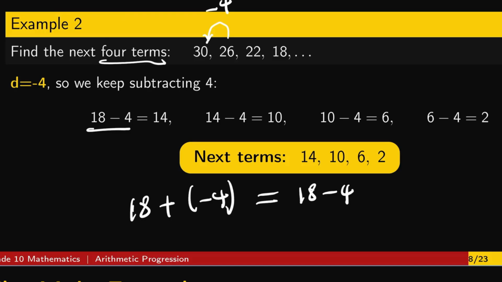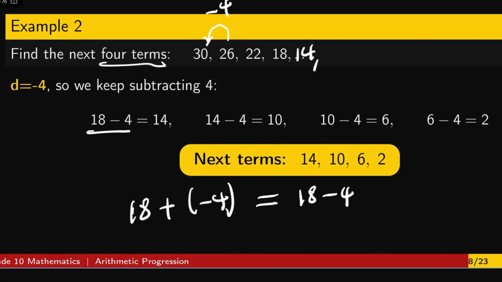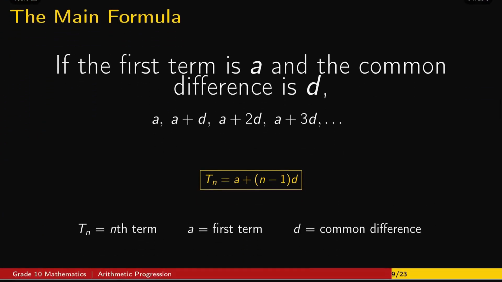So here, because the difference is negative, we are subtracting. So 18 minus 4, we get 14. Then 14 minus 4, we get 10. Minus 4, I get 6. Minus 4, I get 2. Okay, so we only needed 4 terms, so we end it there.